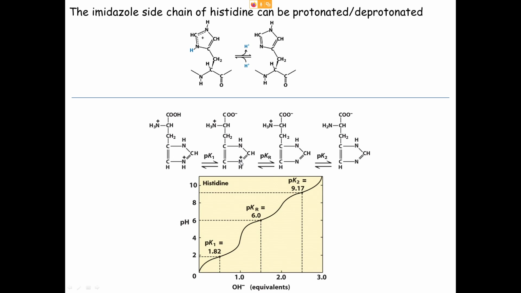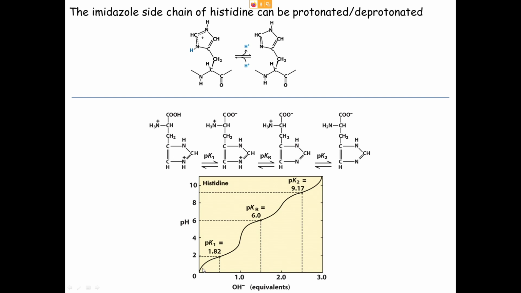So this nitrogen here will lose its proton. It'll be 50-50 protonated, deprotonated at 6.0. But as I go more basic than 6, it tends to look like this. Okay? If I keep going, finally the amino group will lose its proton, right, around 9 or so. This one's 9.17. So these two, 50-50 at 9.17. But eventually, if I go more basic than that, it looks like the molecule on the far right.